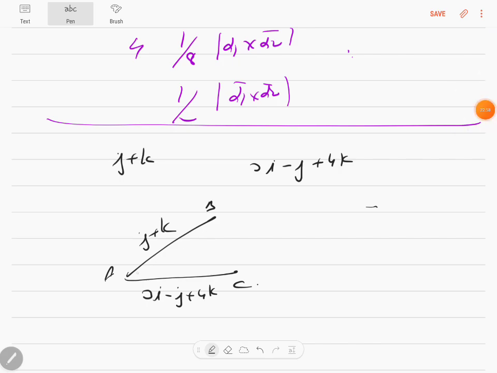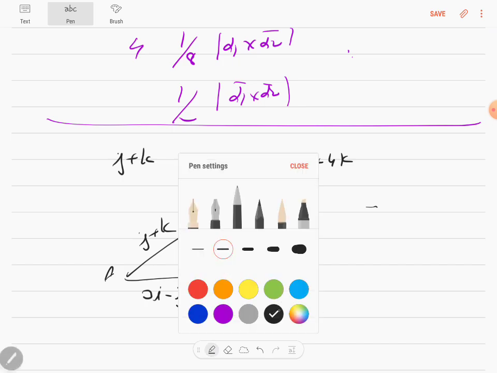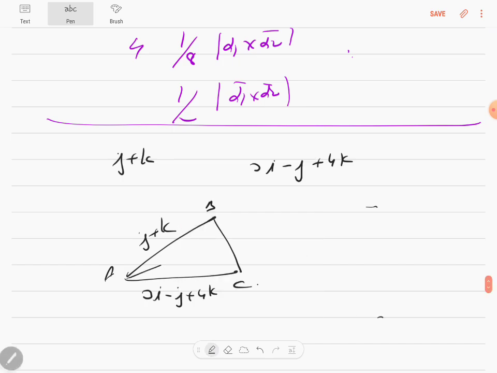So the AB vector is given, and the AC vector has been given. What is the question now? Find the length of the median through A. You're going to draw a median. Let's complete the other side. We're going to draw a median, which will be the midpoint between this and this. Let's call it AM. You have to find the length of this median.